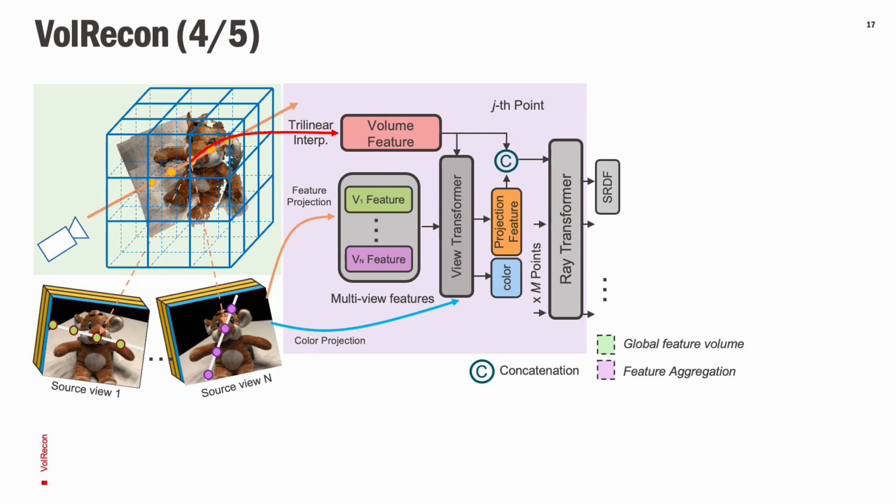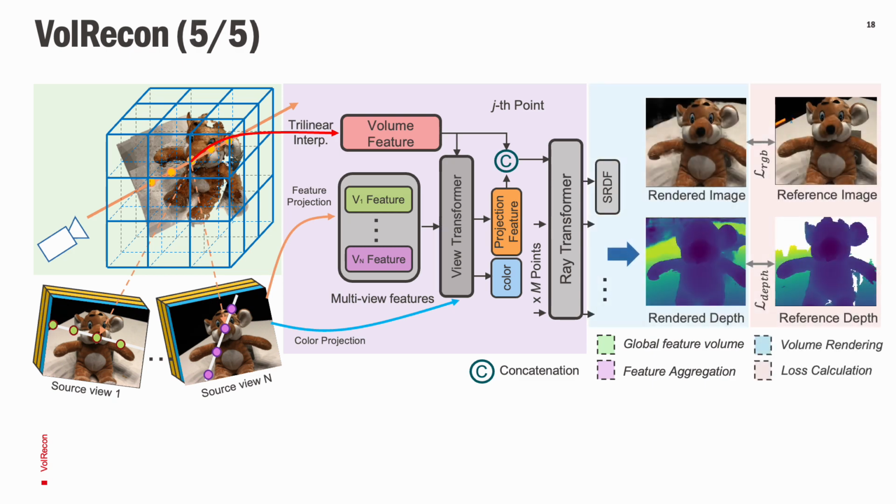We first concatenate the projection feature and corresponding volume feature into a combined feature to add global shape prior. After ordering the points in a sequence from near to far, the ray transformer applies positional encoding and self-attention on the combined feature to predict attended features. Then we use volume rendering of SRDF to render the image and depth map. Finally, we calculate render loss and depth loss.